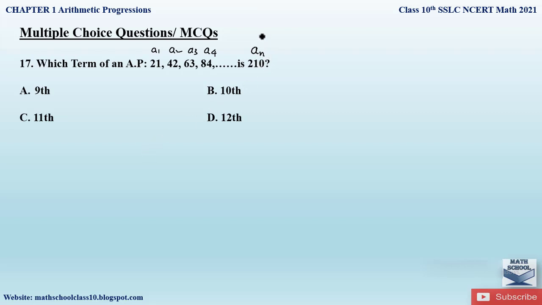So again, since they have given us the nth term value, we can use the nth term formula. So AN is equal to A plus N minus 1 into D. So here the N value we have to find out. What is A? A is nothing but the first term of an AP. So here the first term in our AP is 21. And what is D? D is nothing but the common difference between any two terms of an AP. So let us take A2 minus A1. So 42 minus 21 will be equal to 21, right?